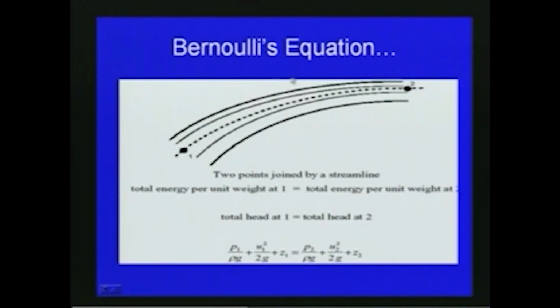If you consider a flow in a channel or a flow in a pipe like this, and two points as shown in this slide, joined by a streamline, then the total energy per unit weight at 1 is equal to the total energy per unit weight at 2, or total head at 1 is equal to total head at 2. That is why we get P1 by rho g plus U1 square by 2g plus Z1 is equal to P2 by rho g plus U2 square by 2g plus Z2, for section 1 and section 2 which we considered here.